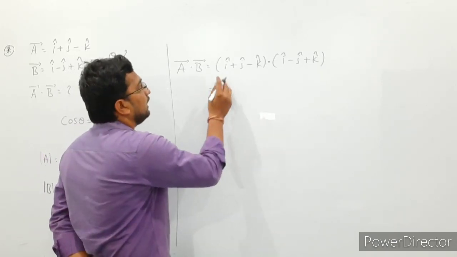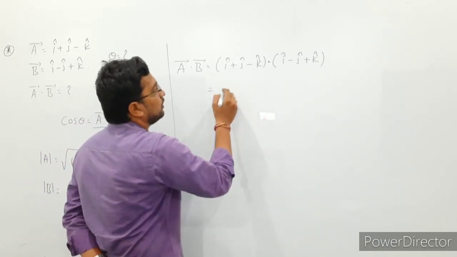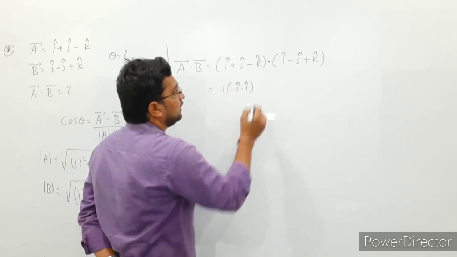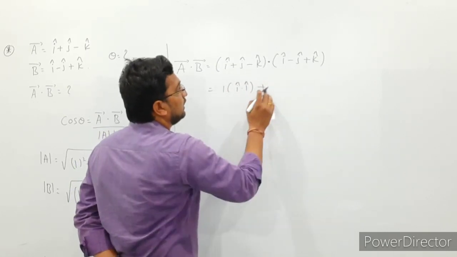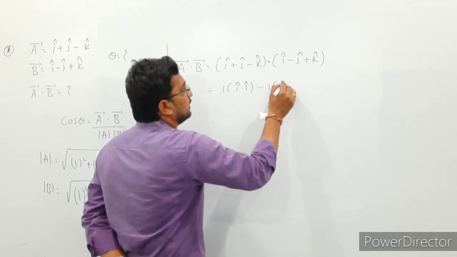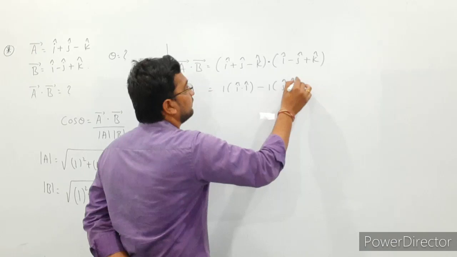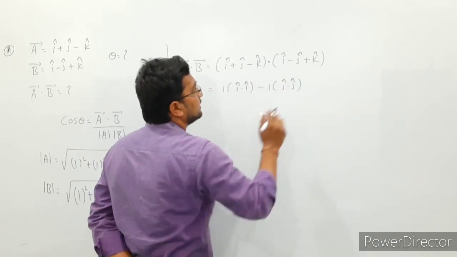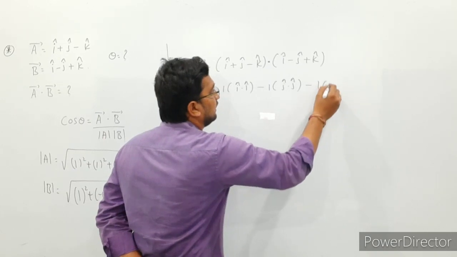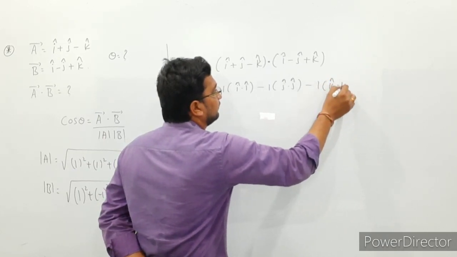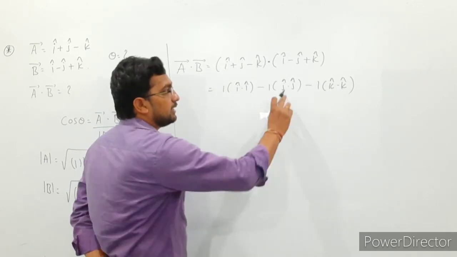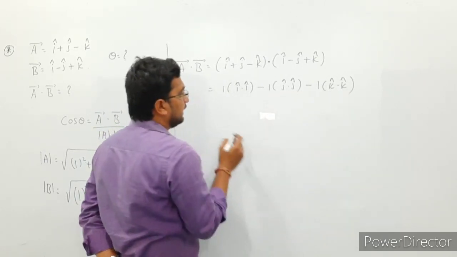Okay, see here, then 1 into 1 in bracket i dot i, right, plus 1 into minus 1 j dot j. Next minus into plus, that is minus 1 into 1 k dot k, right? So already we know that i dot i value is 1, j dot j value is 1, k dot k value is 1.